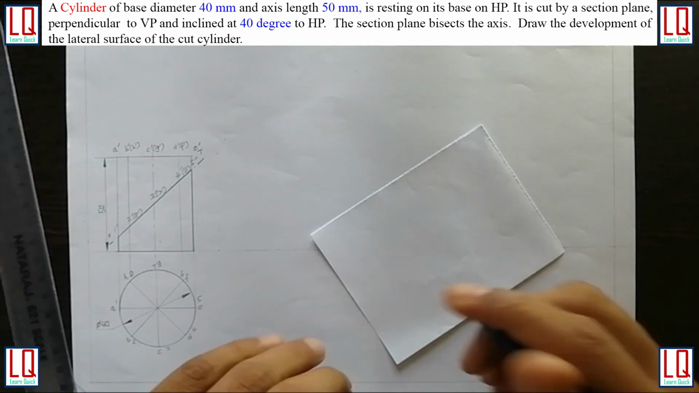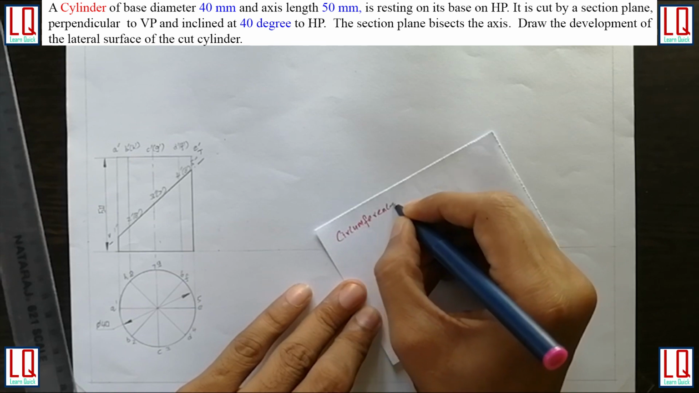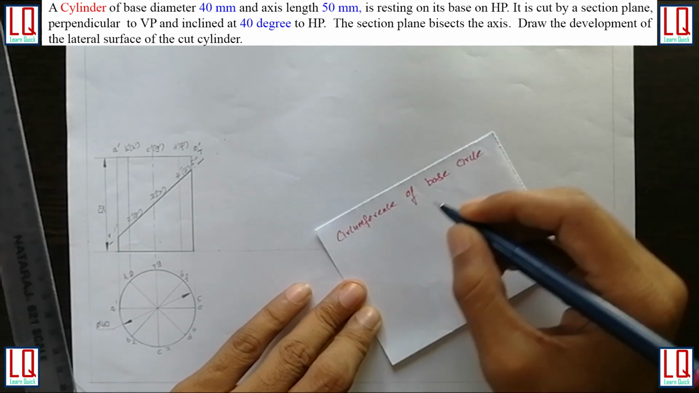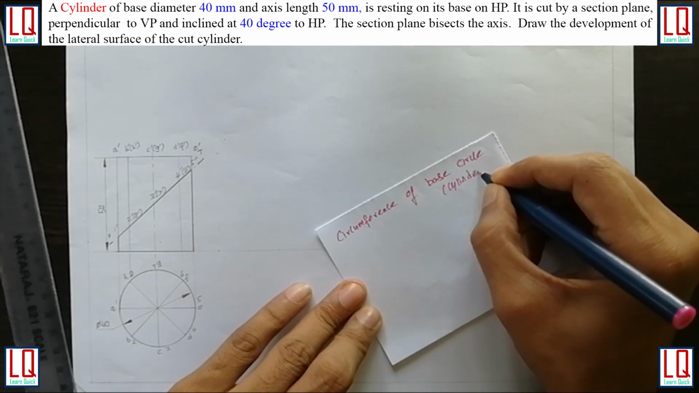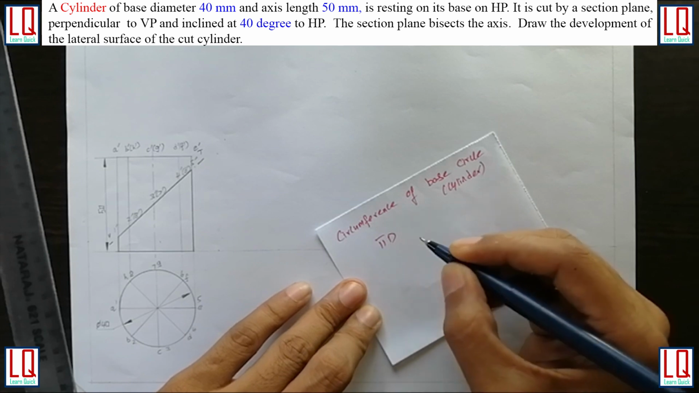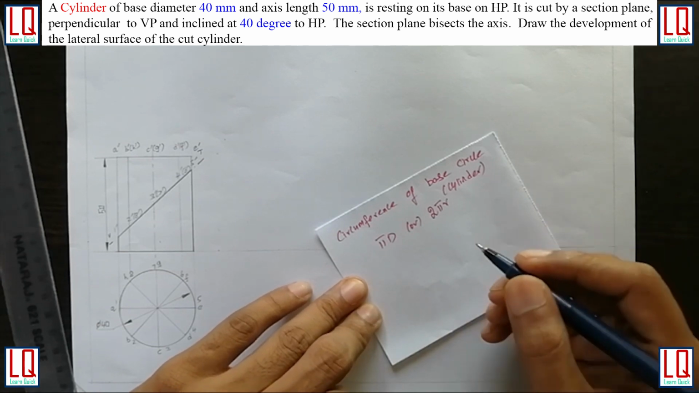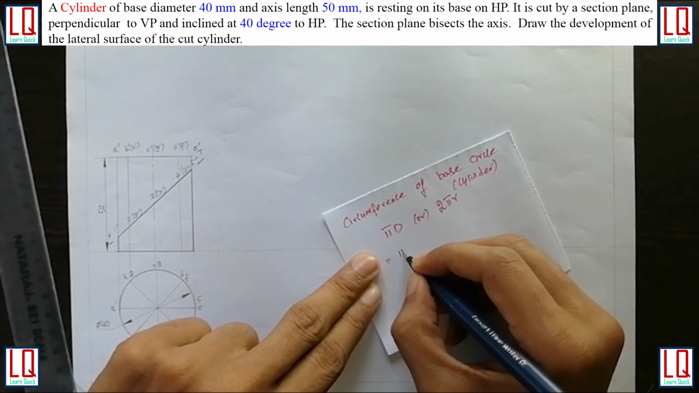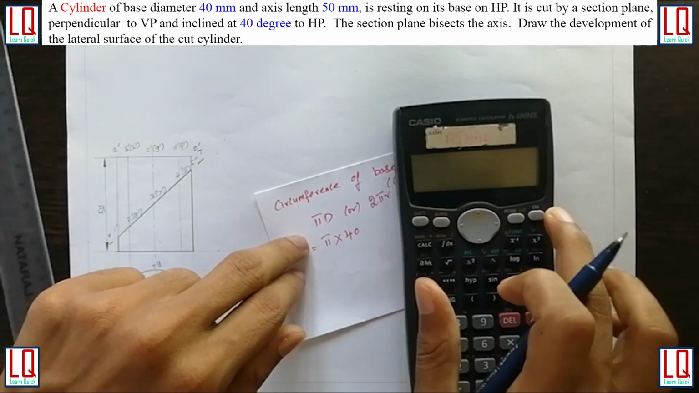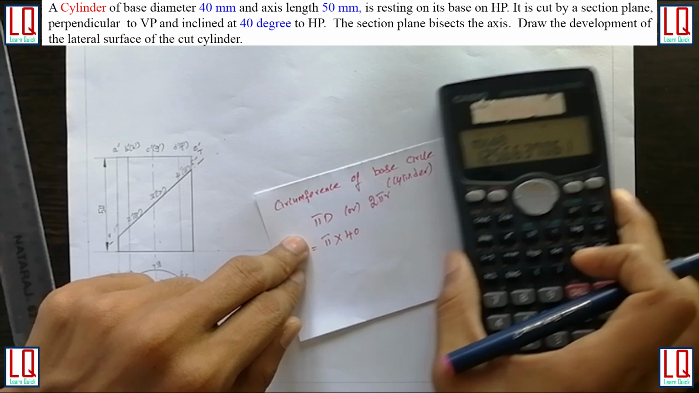So for parallel line development, I need to calculate the circumference of the base circle of my cylinder. Okay, since I have a cylinder, I have to calculate the circumference. So what is the formula? The formula is pi d, or I can calculate using 2 pi r if the radius is given. Since the diameter is given here, I have to multiply pi into the diameter, which is 40. Okay, so if I use my calculator, shift pi into 40.